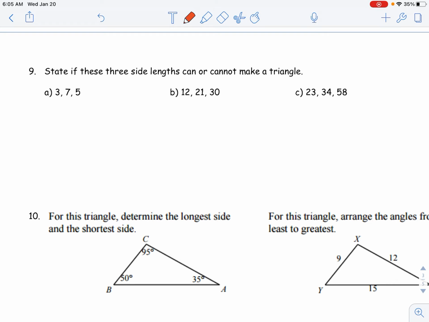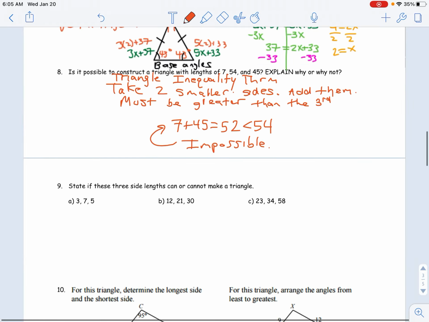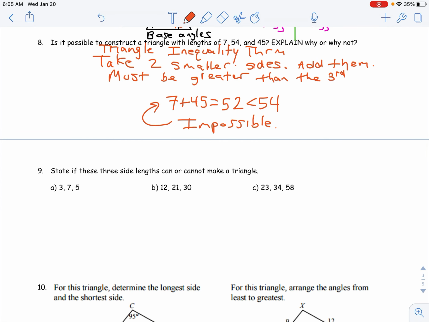So state if these triangles' three side lengths can or cannot make a triangle. We're just going to use the triangle inequality theorem again. We're going to take the two smaller sides, add them, and they must be greater than the third. All right, so 3 plus 5 equals 8, which is greater than 7. So yes, it can make a triangle.